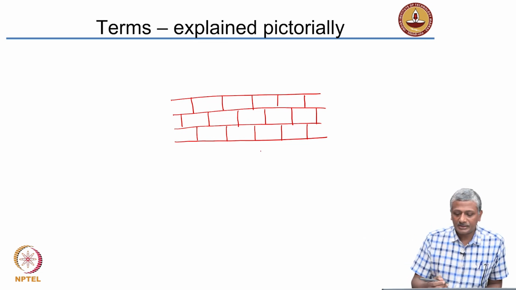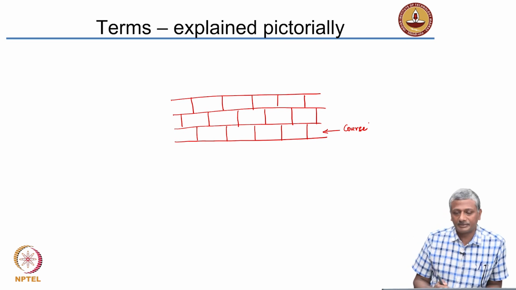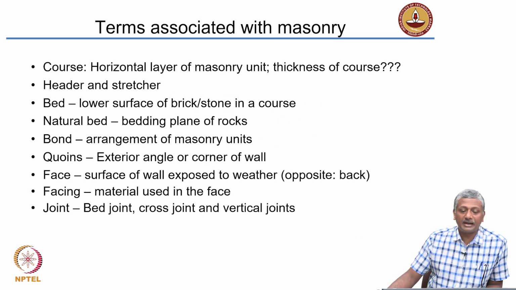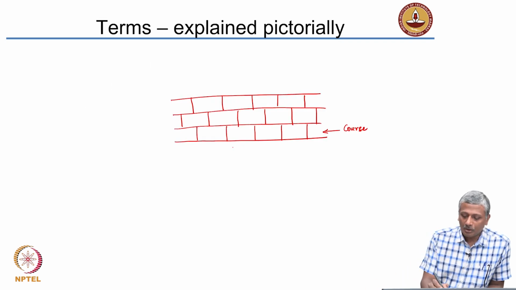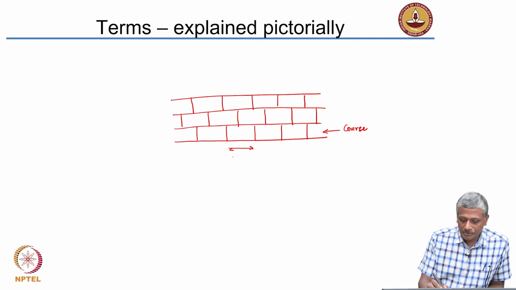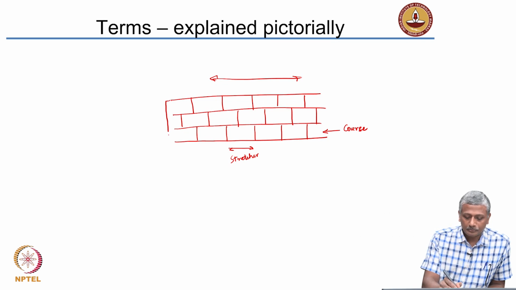So, I had several different definitions here. This is one course of bricks. That one full layer of bricks is called a course. We also saw that there were other things, header and stretcher. In this case, all the bricks are in their lengthwise direction, so they are all stretchers. The wall is running in this direction and the length of the bricks is also in the same direction, that is called a stretcher.